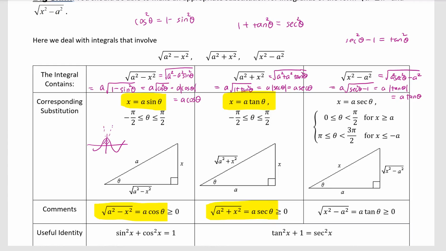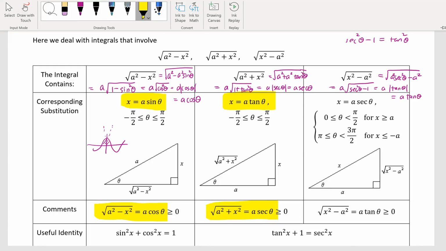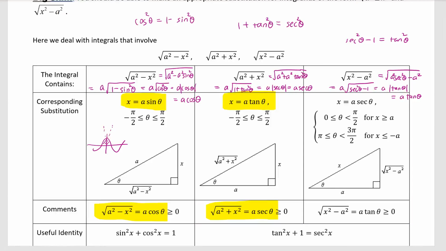And how do you remember? Okay, so if you see square root of x squared minus a squared, let x be a secant. And then who's the couple? Who's the husband of secant? Tangent. So far, so good.